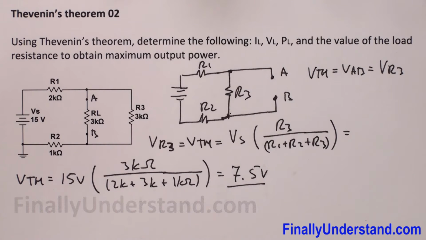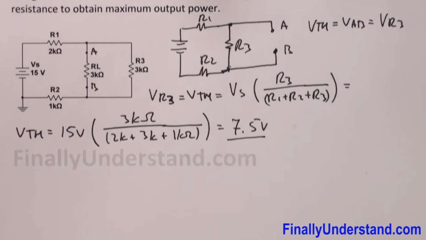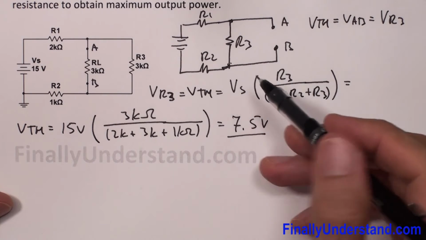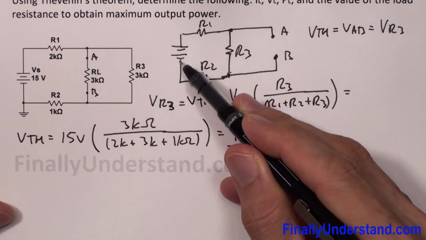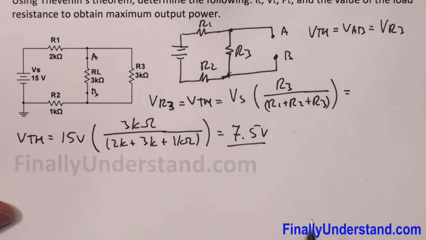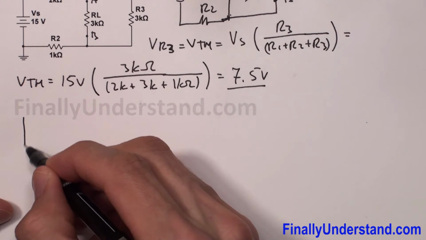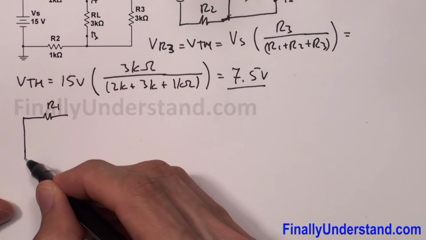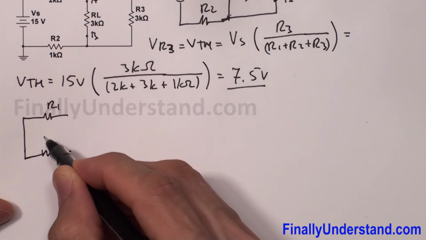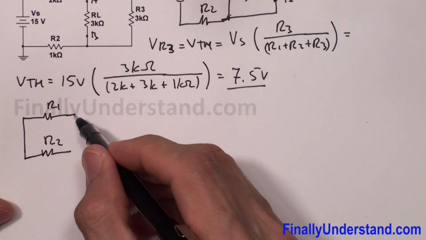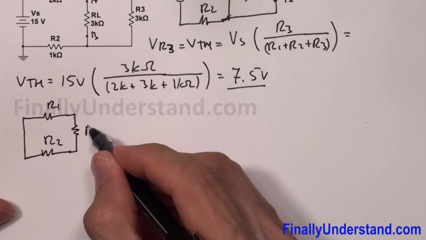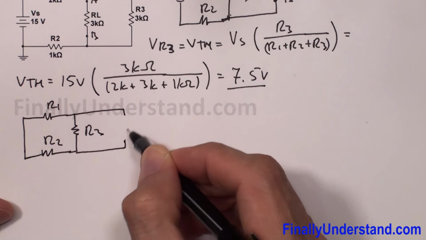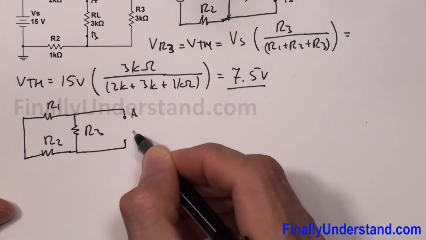Next, we're supposed to find the RTH, Thevenin's resistance. In order to find the Thevenin's resistance, I'm supposed to short the voltage source in this circuit. So I have resistor R1 and I have a shorted voltage source. So I have over here R2 and I have R3 and I have my points A and B.